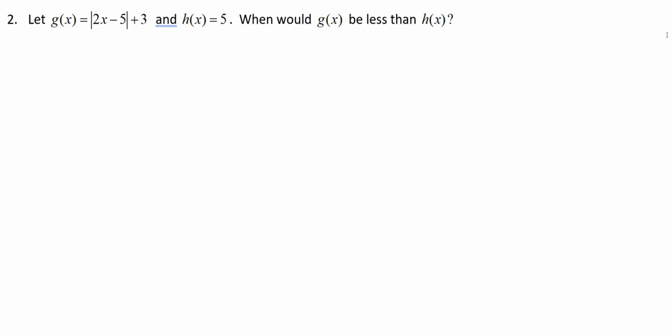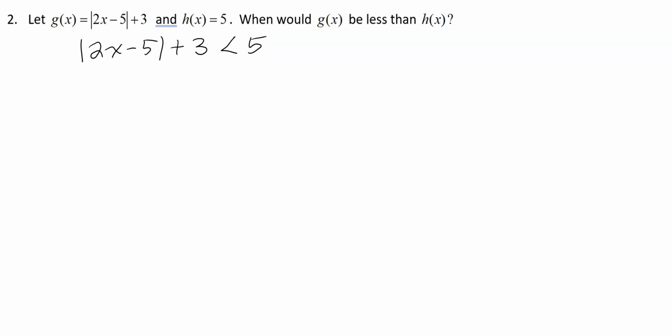Okay, so the question is asking, when is this function g of x going to be less than h of x? So basically the question is asking, when is the absolute value of 2x minus 5, plus 3, going to be less than 5, right?